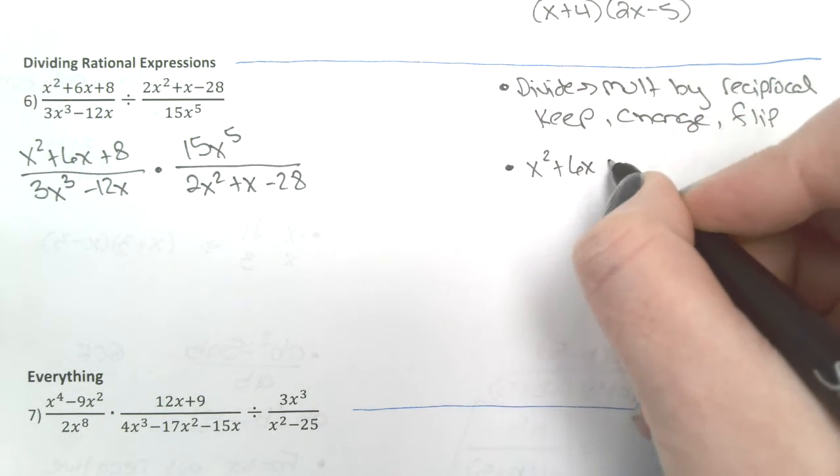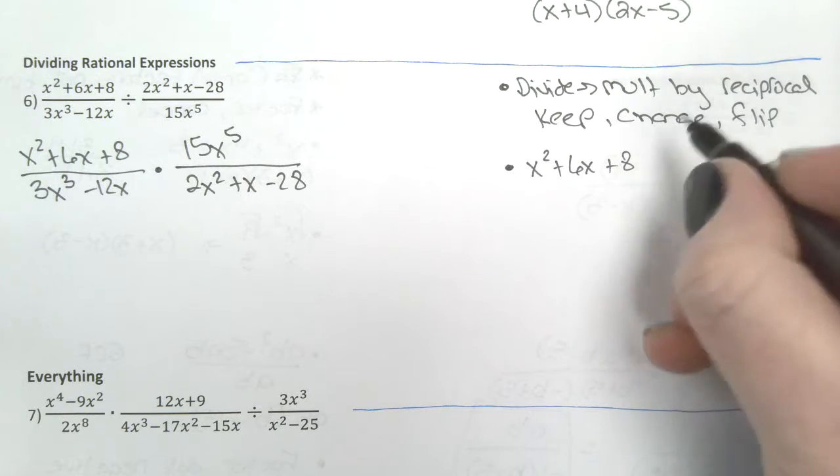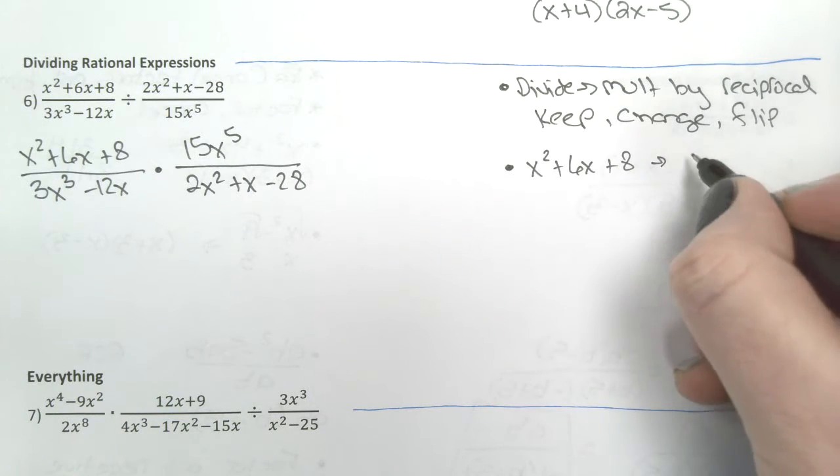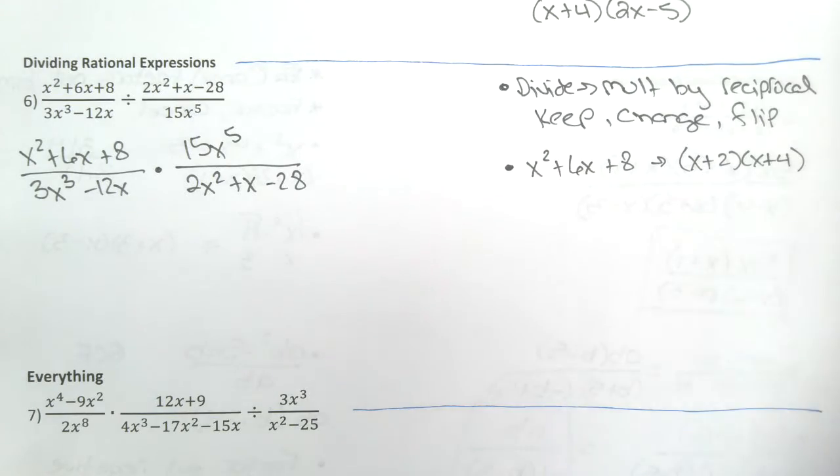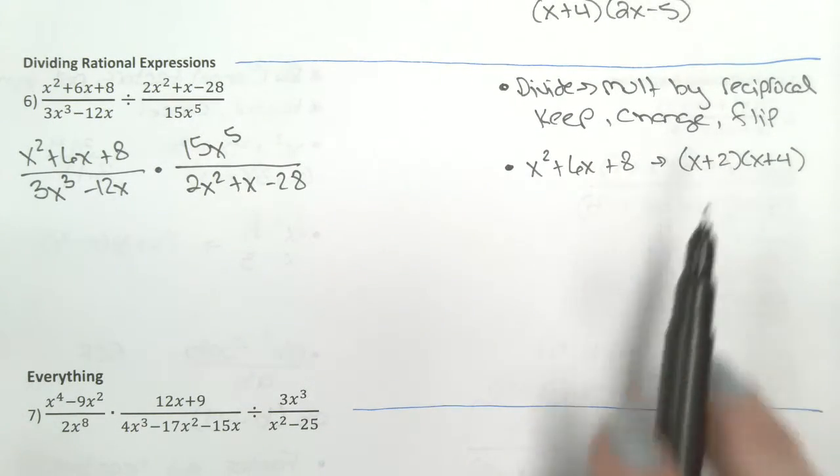x squared plus 6x plus 8. My factors of 8 that add to 6 are just 2 and 4. So that one I can do without making a chart.